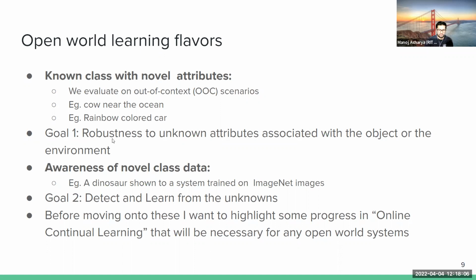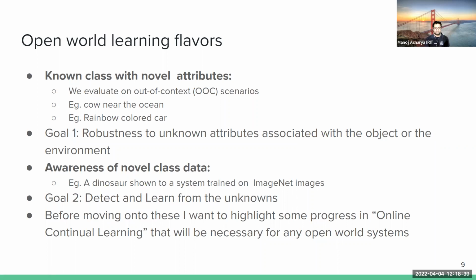And what we are hoping here is to build models that are robust to unknown attributes associated with the object or the environment. The second flavor here is awareness of novel class data, meaning I see a category that I have not seen during my training, right? For example, if it is an ImageNet trained model, all of a sudden, if I see a dinosaur on the street, what should the model do, right? So the goal with this is to detect and learn from the unknowns as well, right?